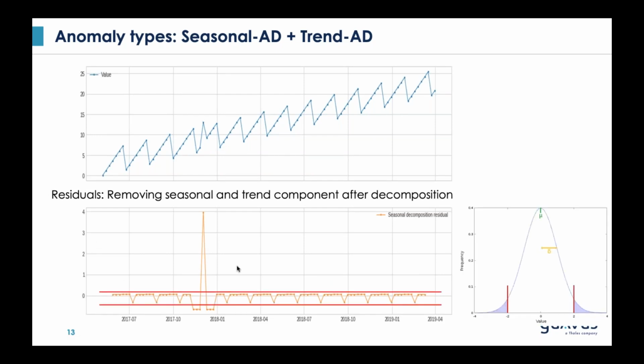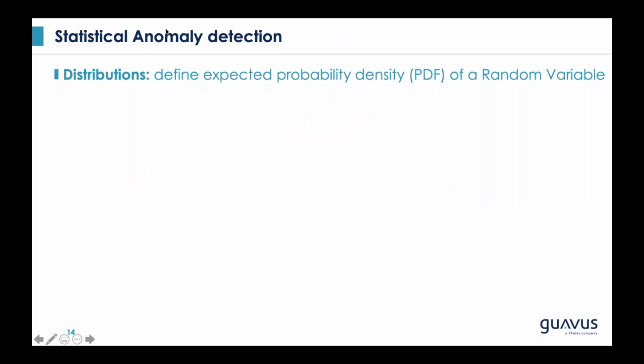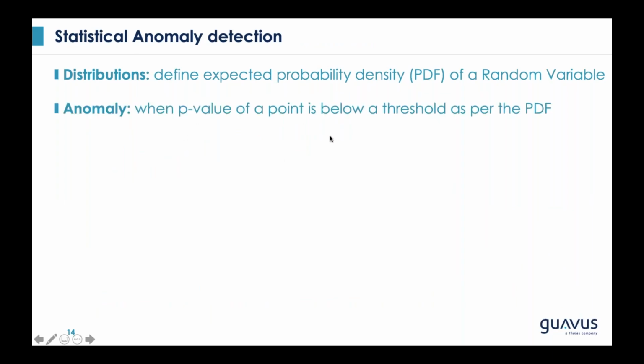So all of these techniques, or different varieties of anomalies as we saw, we can do some transformations and bring it down to something called a distribution, and then try to solve the distribution. In all the examples, we used a normal Gaussian distribution to explain the concept. But the important point is all these statistical techniques rely on a distribution, which is basically the expected probability density of a random variable. So when we talk about an anomaly, what we are saying is basically that the p-value, or the probability value, of a point is below some threshold as per the PDF, or the probability function, of this random variable.